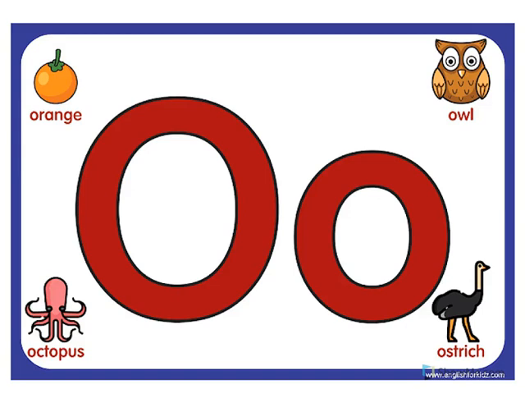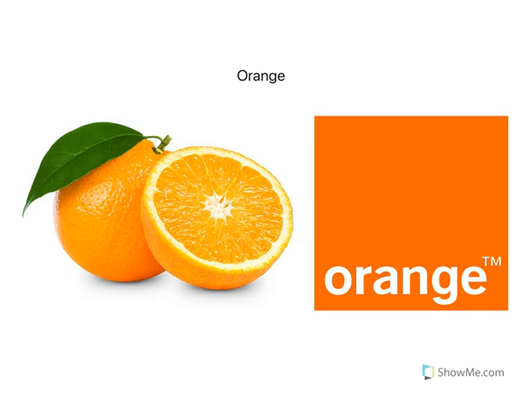Let's learn about the letter O. O is for orange. Orange is a type of fruit, and it's a color. O for orange.